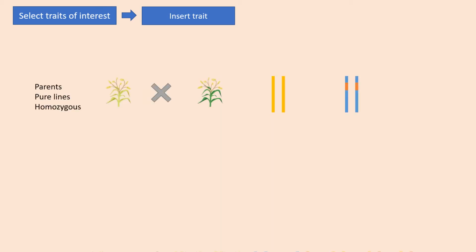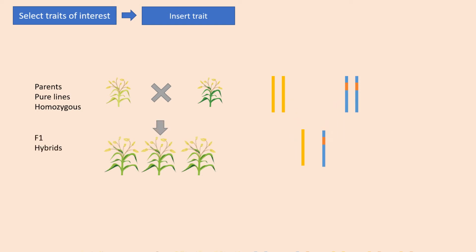Let's see how the breeding process of pure lines goes step by step. We start with two parental pure lines. Each has some desirable characteristics. Let's say that the one on the left has high yields and the one on the right resistance to salinity. We would like to combine these two traits together so that we have a crop that has a high yield and high salinity tolerance.